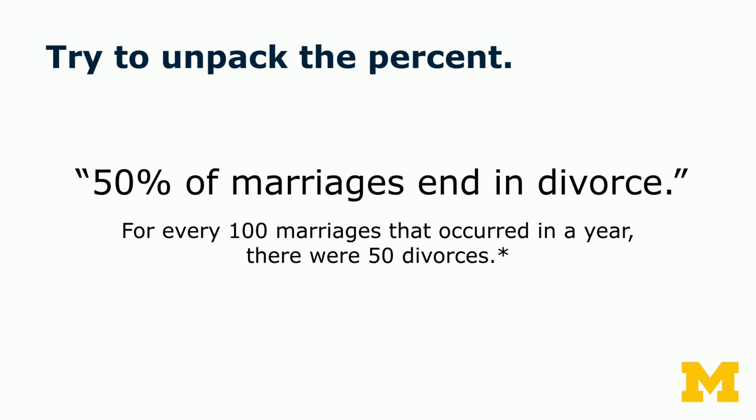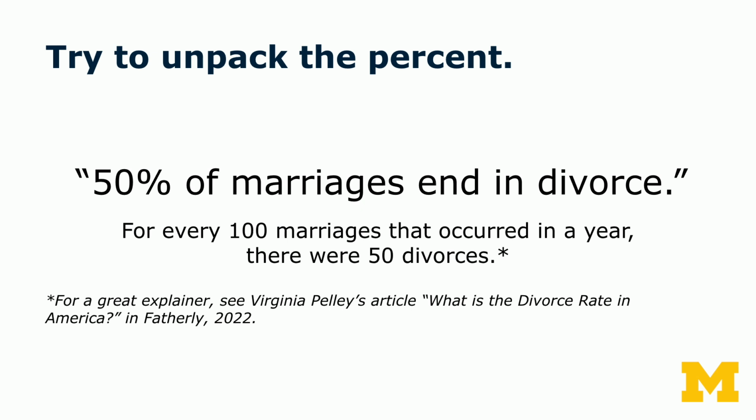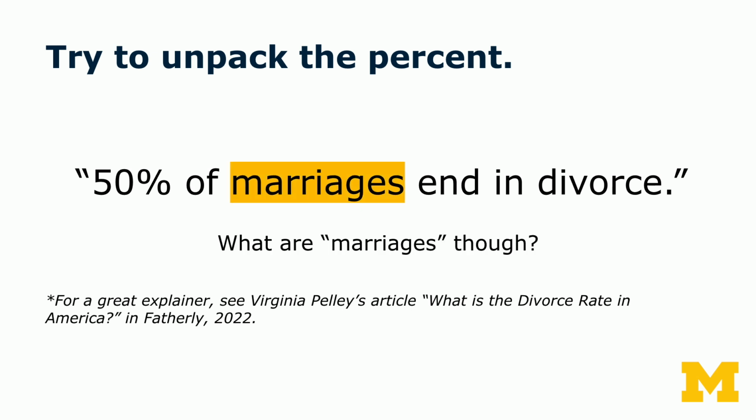Now, as best as I could tell from looking into this number, and I've put a good reference here for it, it seems like this statistic probably comes from a rough count, based on some data in the United States where I live, that there was a time that for every 100 marriages occurring in a year, there were 50 divorces. So there were twice as many marriages happening as there were divorces. But what does marriage mean exactly, though?